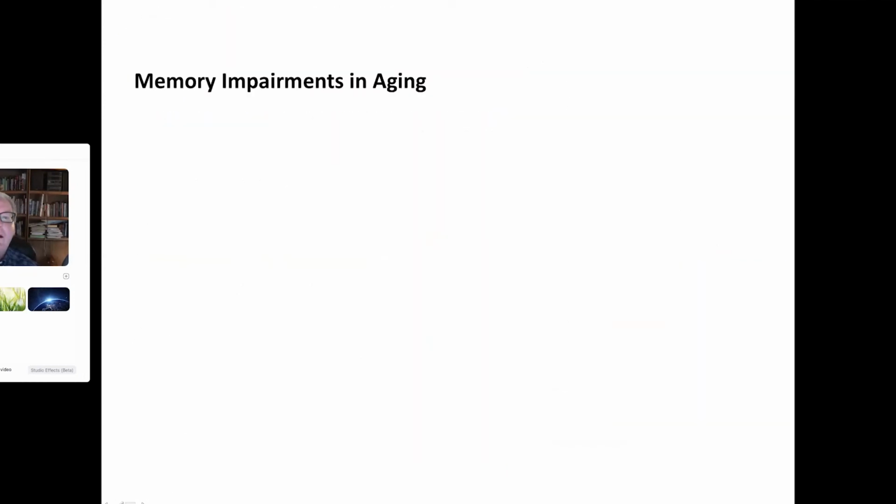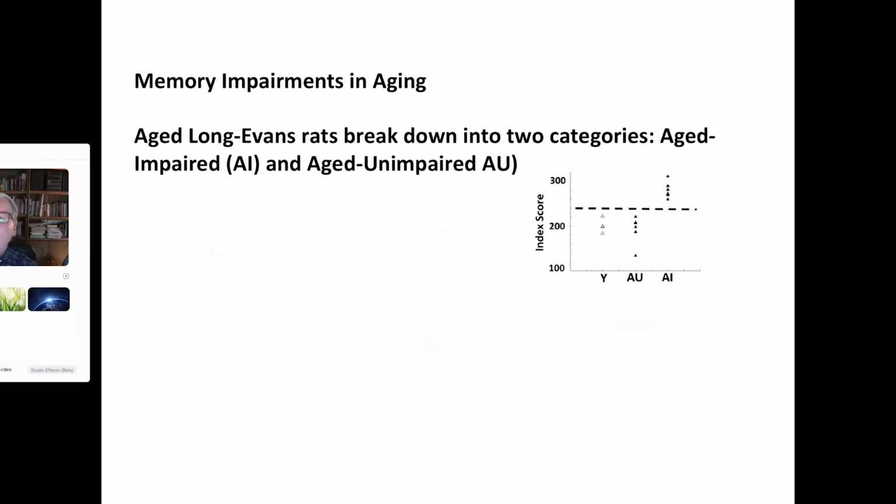Okay, so I'm going to finish up now with a little bit about how this may be related to memory impairments in aging. In the Long-Evans rat model, the aged rats break down into two categories. This is the work that's been done for decades now by Michela Gallagher, with whom we're collaborating on these studies.